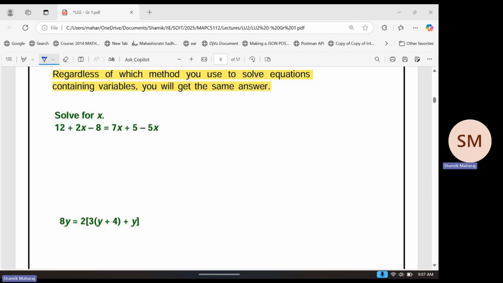Say 7x minus 5x and minus 2x is... yes, 9x. Yes, that's supposed to happen. Okay, so that's good. It means you got it right.